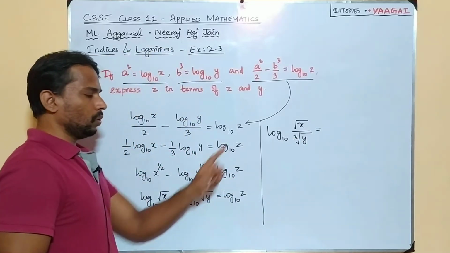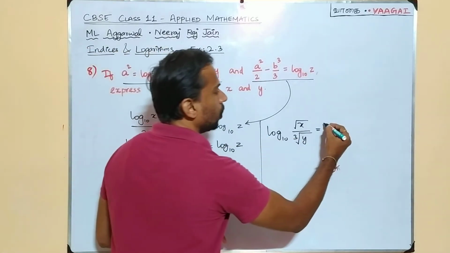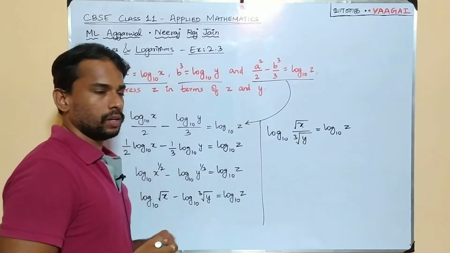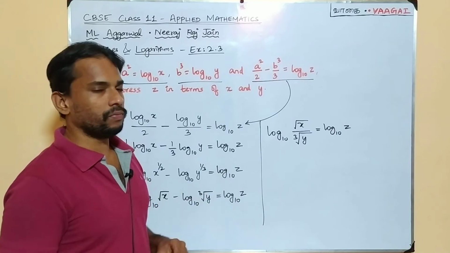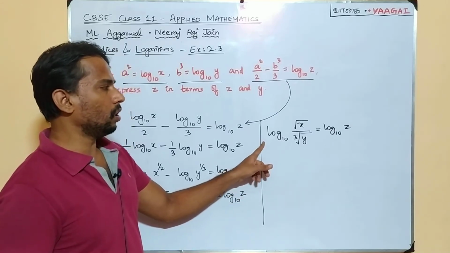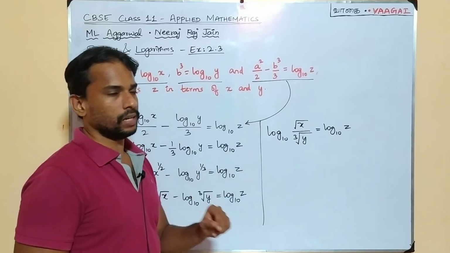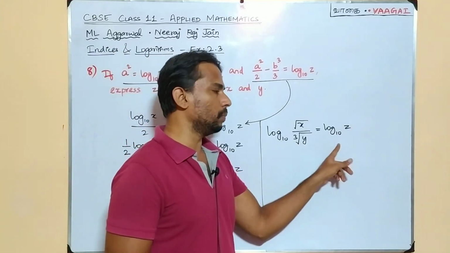This is equal to, on the right hand side, log z to the base 10. That's it. Now what do we have finally? We got log root x by cube root of y to the base 10 is equal to log z to the base 10.